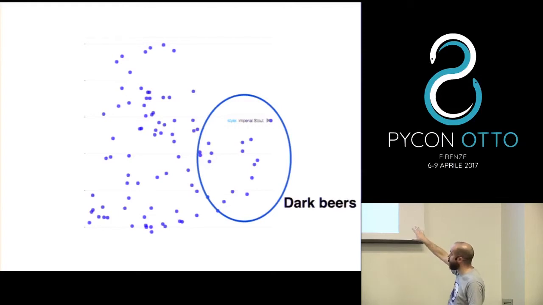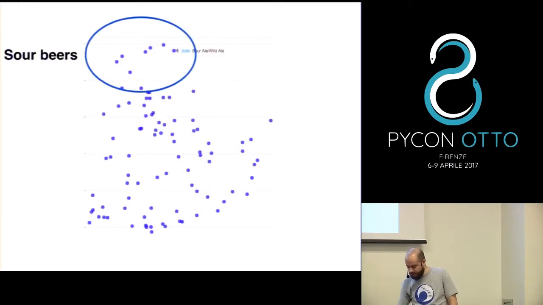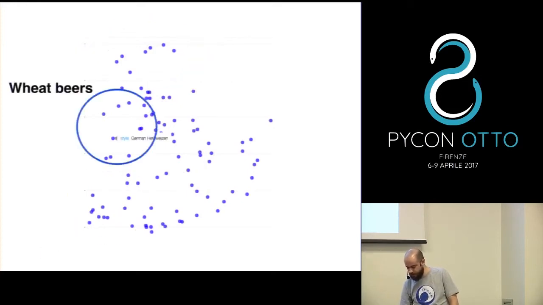So we have the dark beers on one side, and interestingly, the horizontal direction is the color. All the lager and white beers are on the left, all the red and brown in the middle, and all the black are on the right. I guess this is a bit random, but that's what happened. Strong beers together, sour beers kind of on a different league, and then the lagers and the wheat beers are kind of all together.